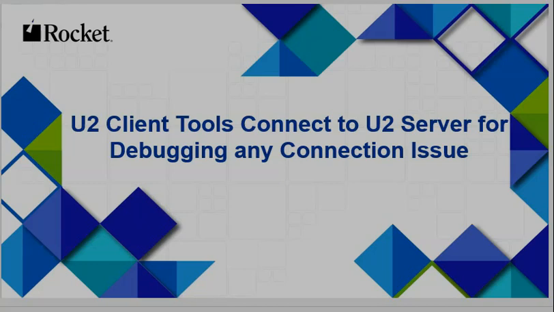Welcome. Your application may not connect to the Unidata server for some reason, and you might want to find another tool to test your connection. In this video, we provide 7 different ways to connect to your server, including Java client, Python client, .NET client, and ODBC client. So you can find a similar tool to simulate your application to test any kind of connection to the server.